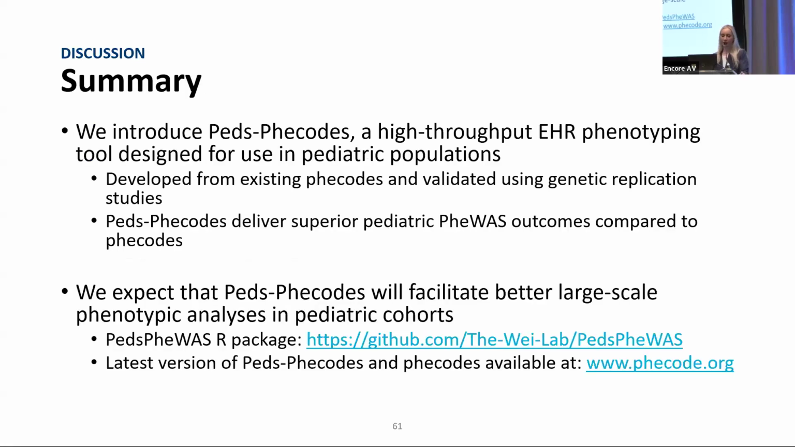To sum up, in this work, we have introduced PEDS fee codes as a high throughput electronic health records phenotyping tool specifically designed for use in pediatric populations. We developed these PEDS fee codes from the existing fee codes, which had been widely used in research, and then validated these fee codes using genetic replication studies to see if we could replicate known pediatric genotype-phenotype associations. We did find that the pediatric fee codes were able to deliver superior outcomes in PheWAS compared to the fee codes for those pediatric genotype-phenotype associations. And we hope that researchers will be able to use these to perform better large-scale phenomic and genomic analyses in pediatric cohorts.